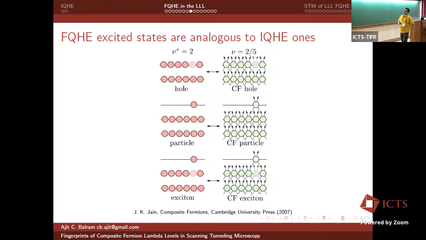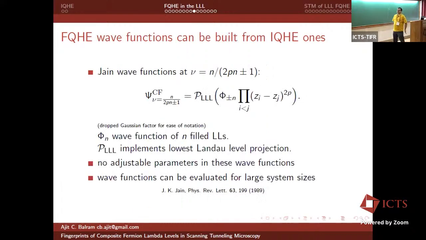So for example, a charged excitation in the integer regime is the so-called hole state, where you have a missing particle in an otherwise filled Landau level. That now in the fractional regime translates to a composite fermion hole. Now a particle excitation is an extra fermion in an otherwise empty Landau level. That in the composite fermion language is a composite fermion particle. And now you can get neutral excitations by putting these two together. So a particle-hole pair, which is called an exciton, now in the fractional regime will be a composite fermion exciton.